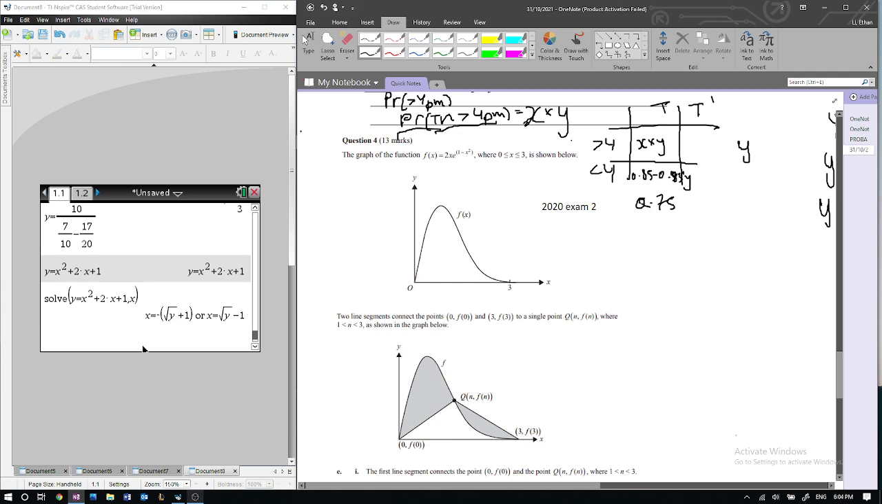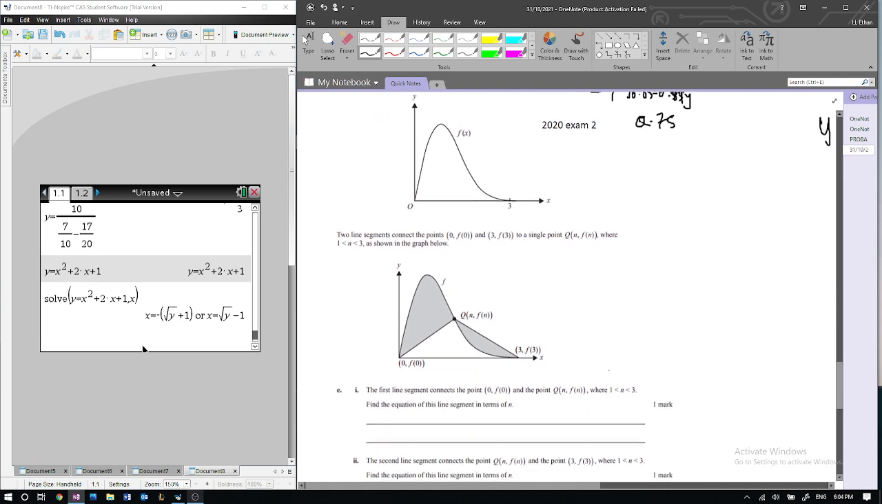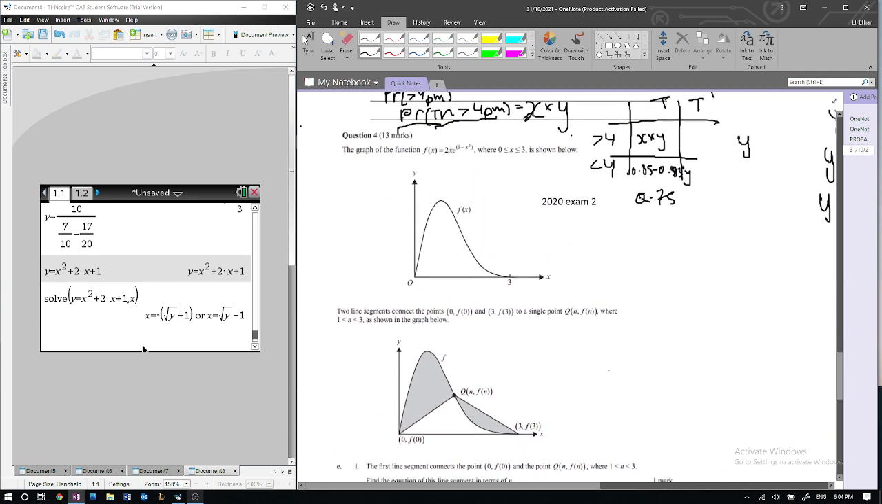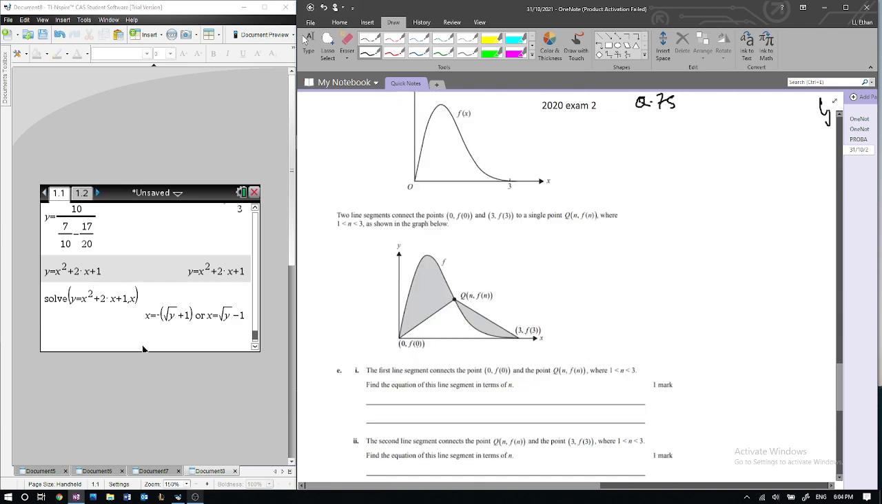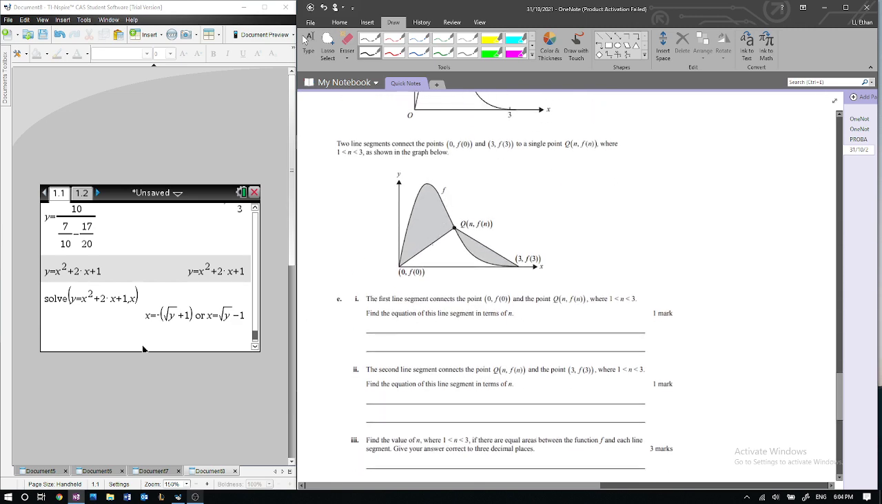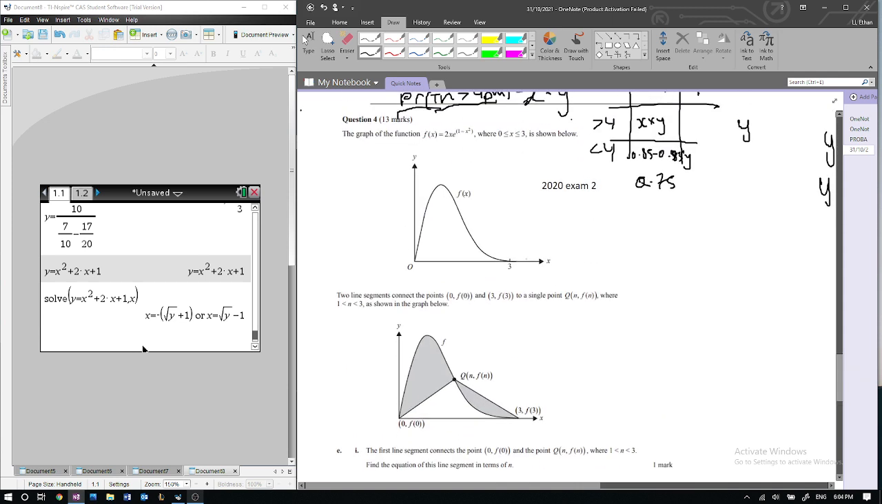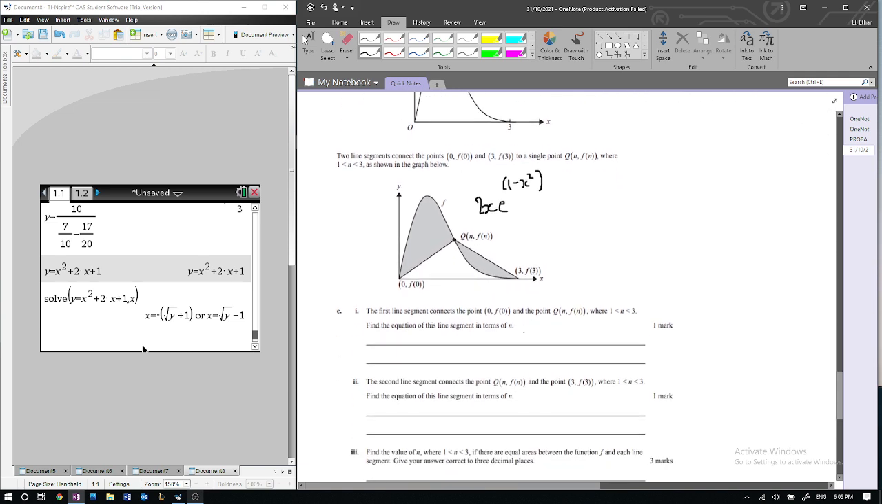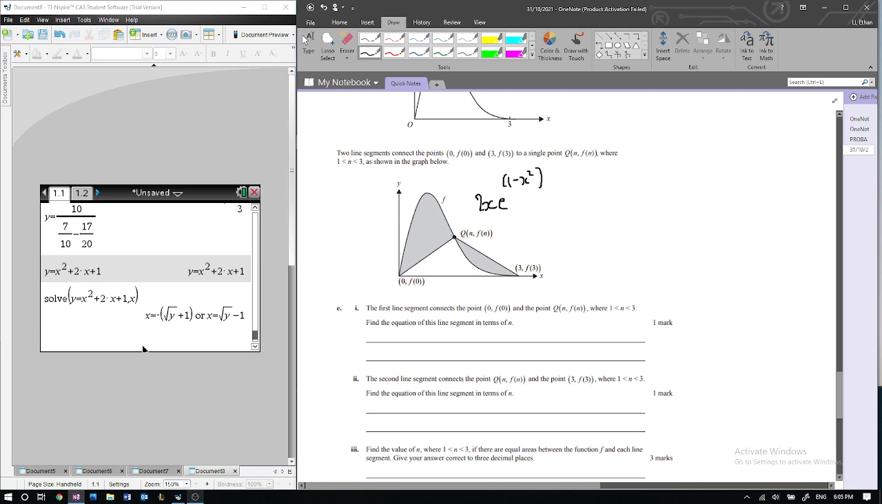Okay, moving on. 2020 exam 2, question 4. That's the graph, two line segments. Let's just go straight to the question. I'll write the equation: 2x e to the 1 minus x squared. The first line segment connects that to that, where that's n. So find the equation.